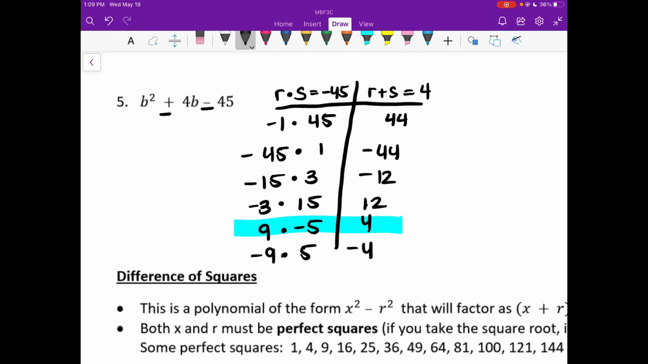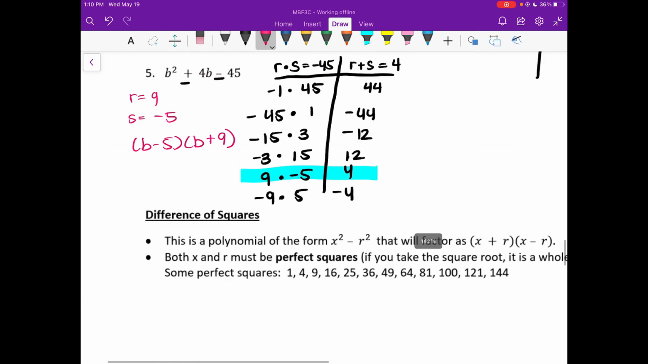So my numbers are going to be R is equal to 9. S is equal to negative 5. Notice how it's not negative 9 and positive 5. That's because those numbers will give us a different number in the middle. B minus 5, B plus 9. And that's my answer.